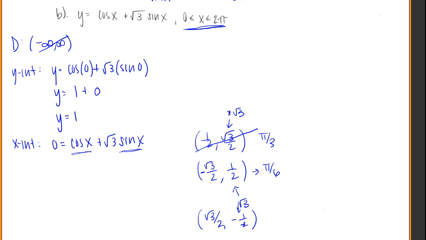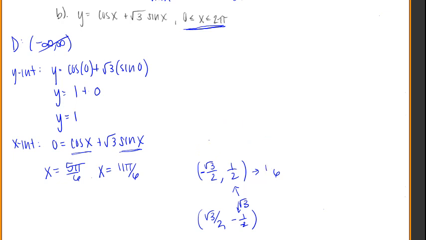Okay, so we're talking about quadrant 2. What is pi over 6's equivalency in quadrant 2? And then this one right down here would be quadrant 4. Well, in quadrant 2, that would be an x value of 5 pi over 6. And then in quadrant 4, that would be an x value of 11 pi over 6. Okay, so those are the x-intercepts. We've got those key points.